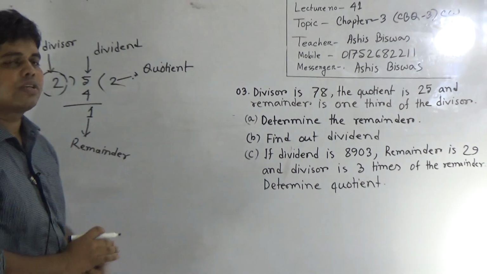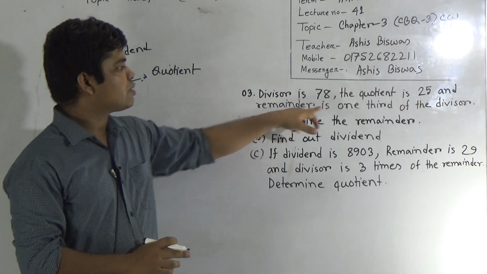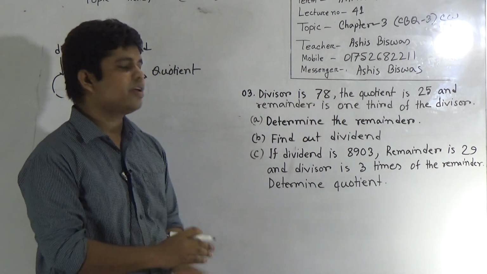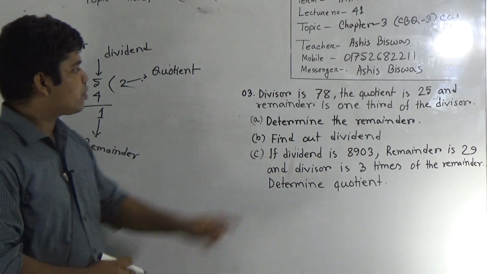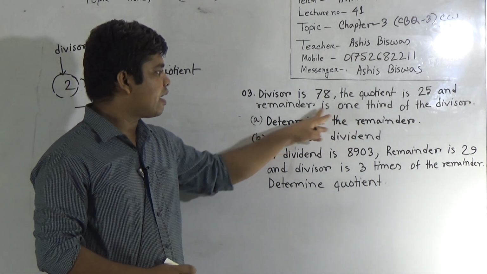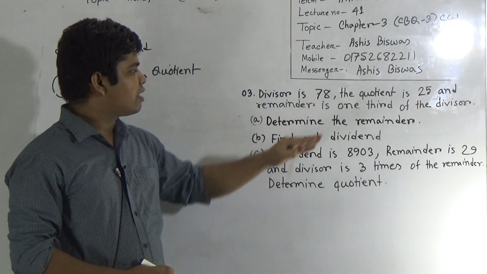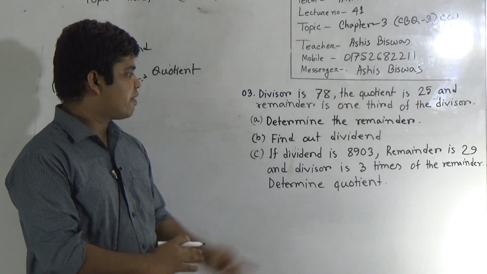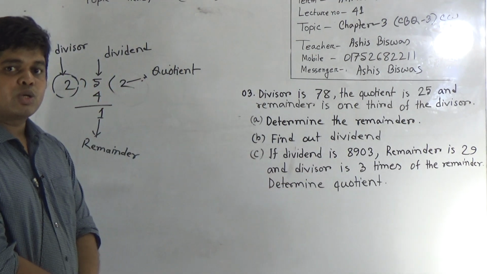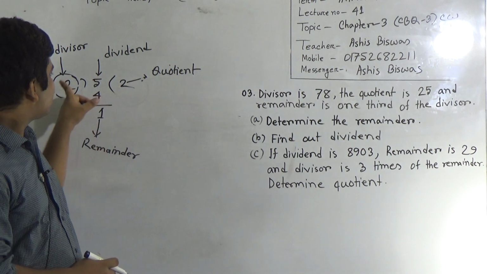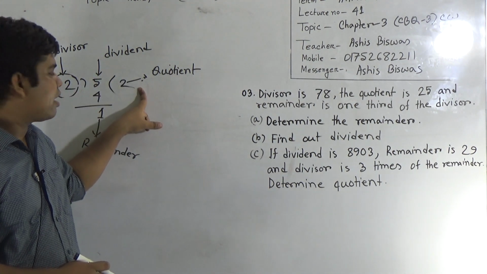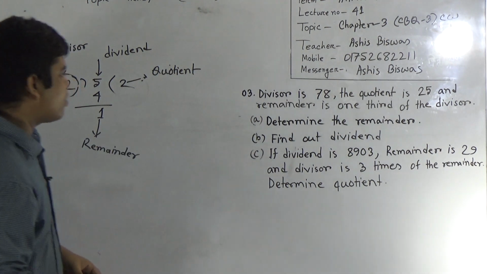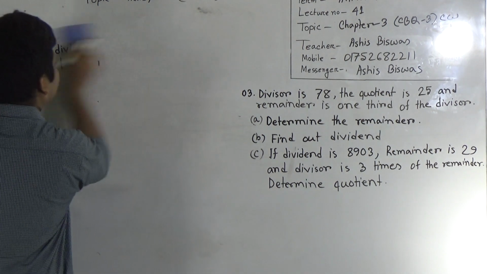Here you notice the divisor is 78, that means this one is 78, the quotient is 25, that means this one is 25, and the remainder is 1/3 of the divisor. That means if we divide this 78 by 3, then we get the remainder. Question A, determine the remainder. Just like this, we divide the divisor by 3 and we get the remainder. To find the dividend, we know the formula: we multiply the divisor with the quotient and then add the remainder, and finally we get the dividend. So at first we solve question A.